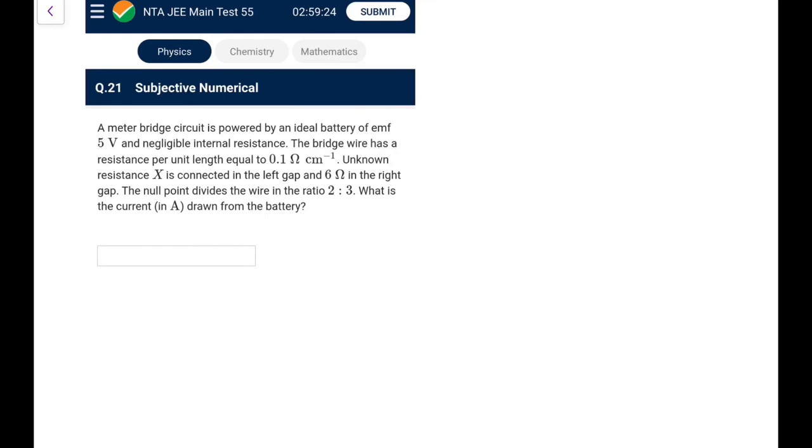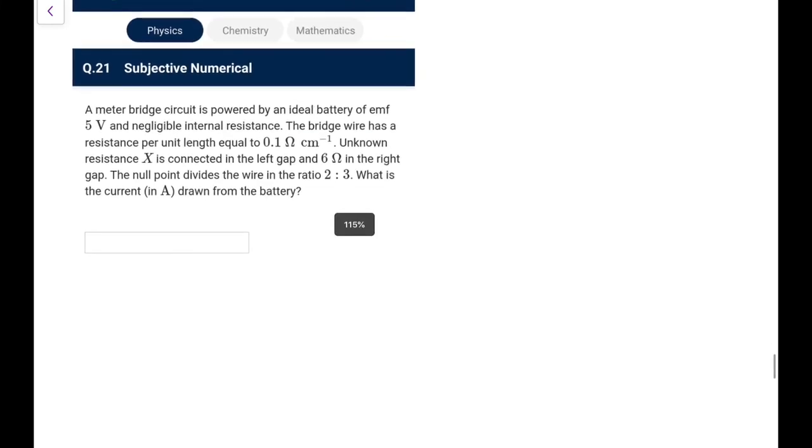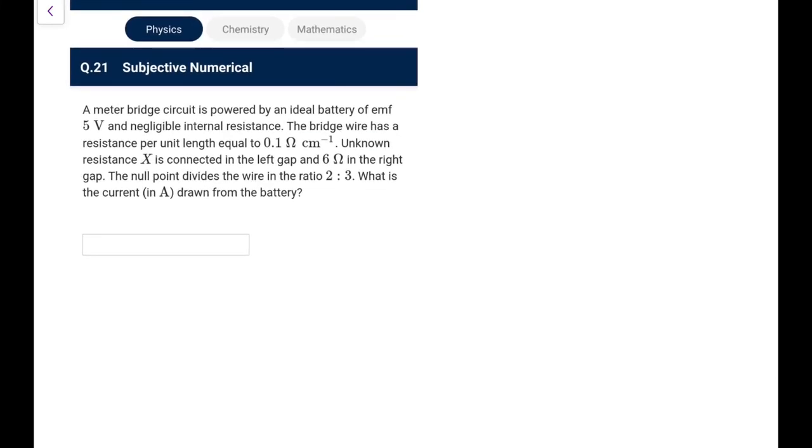So we have completed the SCQs. Now the subjective numericals. First one: a meter bridge circuit is powered by an ideal battery of EMF 5 volts, negligible internal resistance. The bridge wire has a resistance per unit length of 0.1 ohm per centimeter. Unknown resistance X is in the left gap and 6 ohm in the right. The null point divides the wire in the ratio 2 is to 3. What is the current drawn?